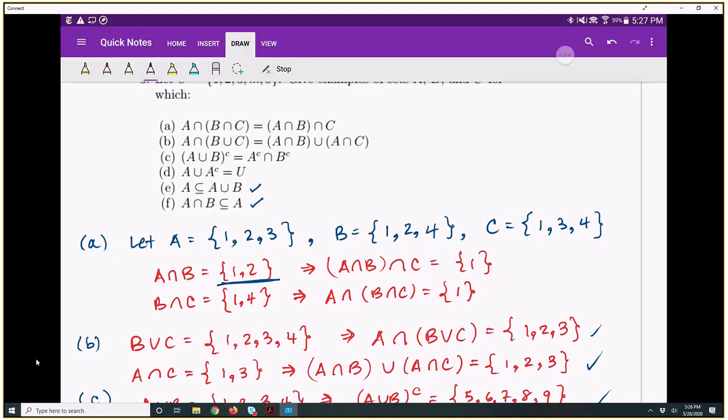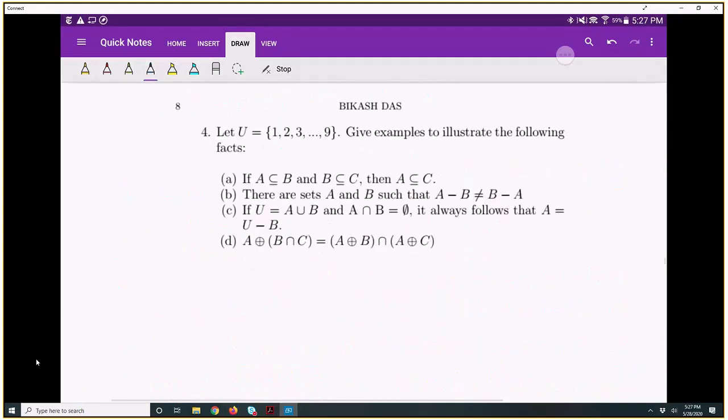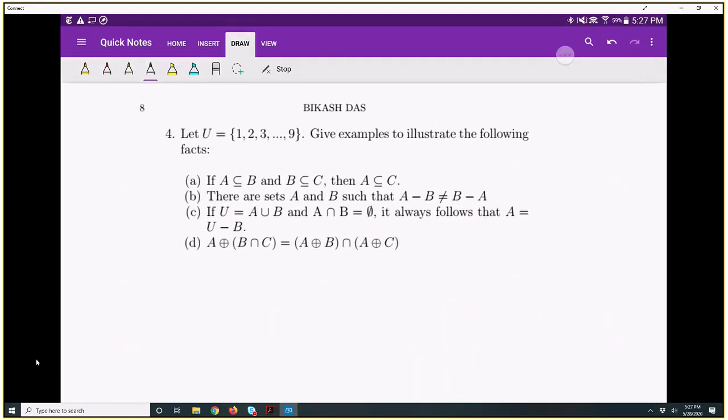A union its complement should definitely give you the whole universe. A union B complement is A complement intersection B complement, and so on. So these are rules that we'll learn probably in a little more detail later.